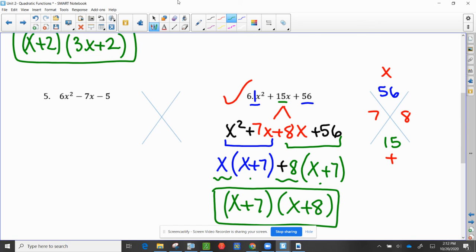Okay, so there you go. So I'm going to have you guys maybe try number 5. Okay, so try number 5 and see what you get. See if you can find the factors that work for that. Split the middle term, and then go ahead and group that one.